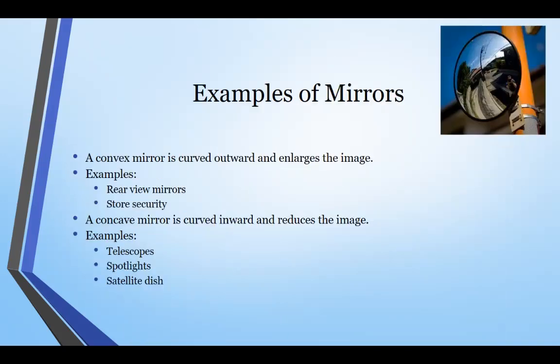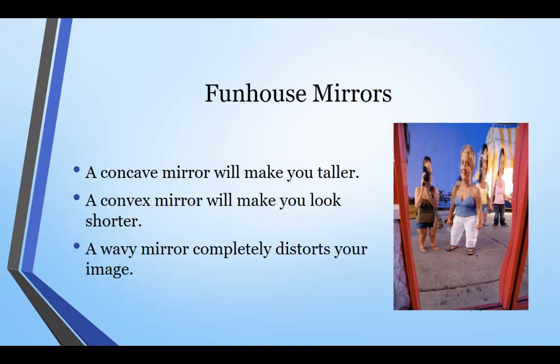A convex mirror is curved outward and reduces the image. Examples are rear view mirrors and store security mirrors. A concave mirror is one that curves inward and enlarges the image. Telescopes, spotlights, and satellite dishes are all examples of things shaped like that. A concave mirror will make you look taller. A convex mirror will make you look shorter.